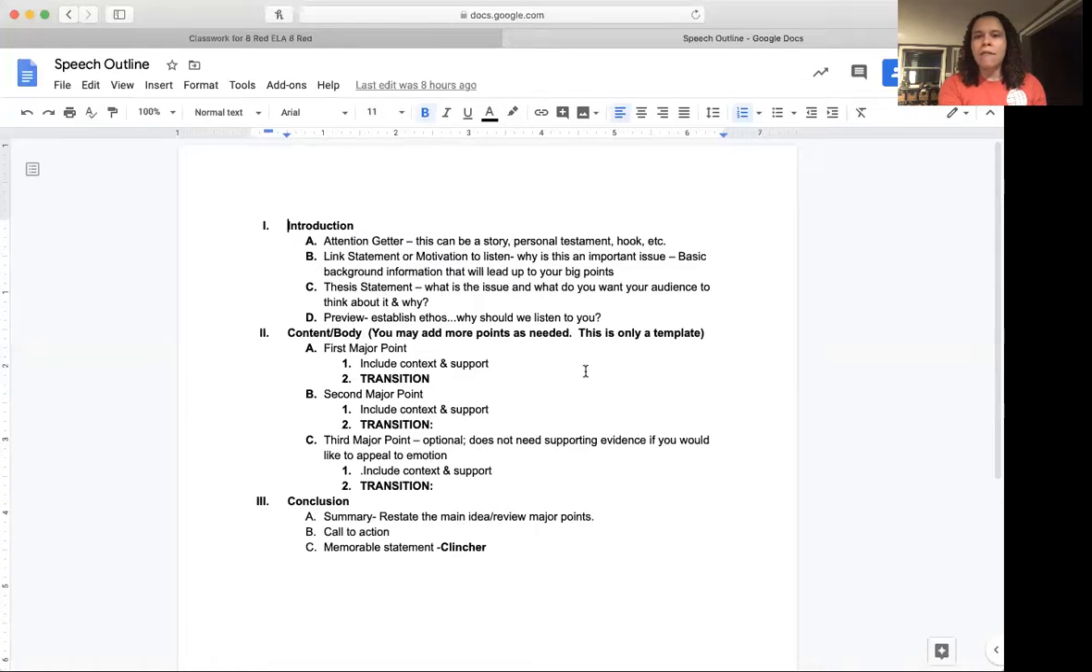Then you're going to want to have a linking statement or a motivation for people to listen. Why is this an important issue? You're going to give us a basic general, very general, not specific background information that's going to lead up to your thesis. You already wrote your thesis in quarter three. This is already done for you.